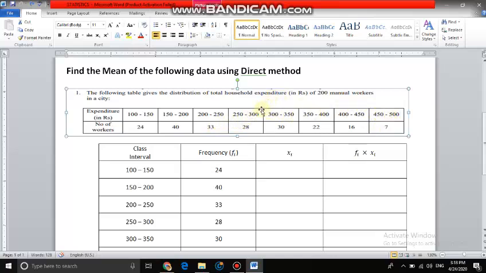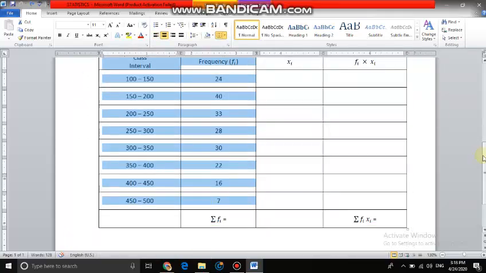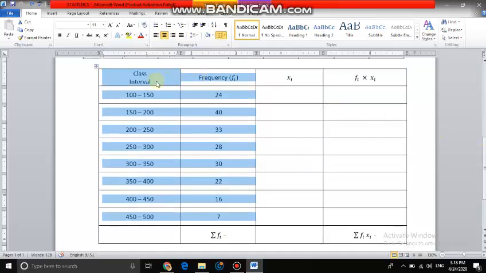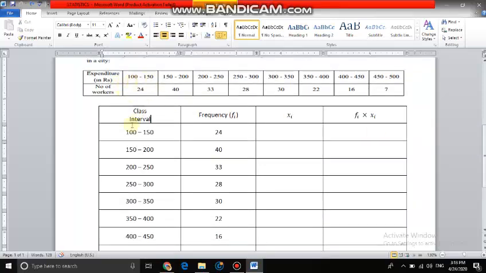Now the same table I converted into this form. We call them class intervals. If you look at the above table, you have the same 100 to 150, and this is also 100 to 150, and here 150 to 200, this is also 150 to 200. So the horizontal table is given, and I have written this table into class intervals. Instead of expenditure, I have written class interval; you can use the same expenditure in rupees. Instead of number of workers, I have written frequency, and frequencies I have written as Fi.